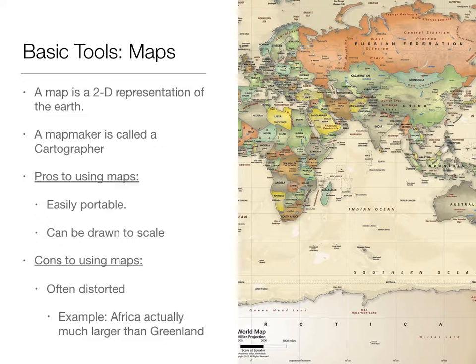For example, on most maps, Greenland actually appears the same size as Africa, but in real life, Africa is actually 4 times larger than Greenland. Also, another example is that Asia sometimes appears smaller or bigger than it does in real life, depending on the map you're looking at.